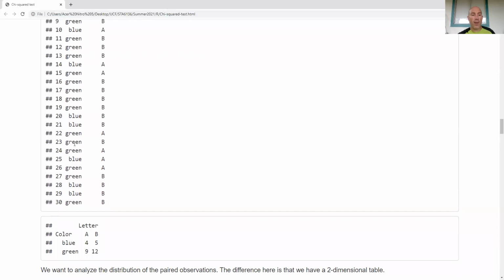All right, so now if I was to go through and count the number of times I have reds, the number of times I have greens, the number of times I have blues, and the number of times I have A and B, and make a table, I can see that I get this table here. So 4, 5, 9, and 12. Okay, so now I want to analyze this.